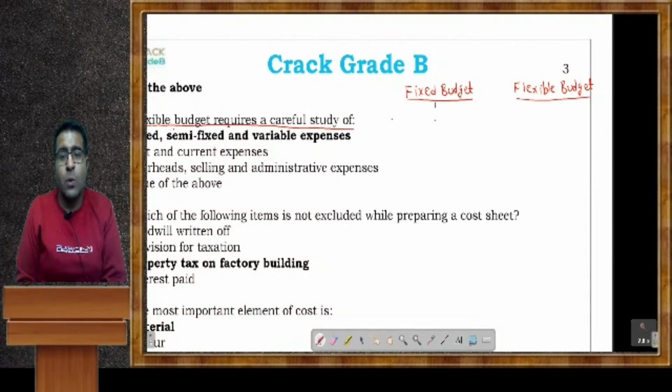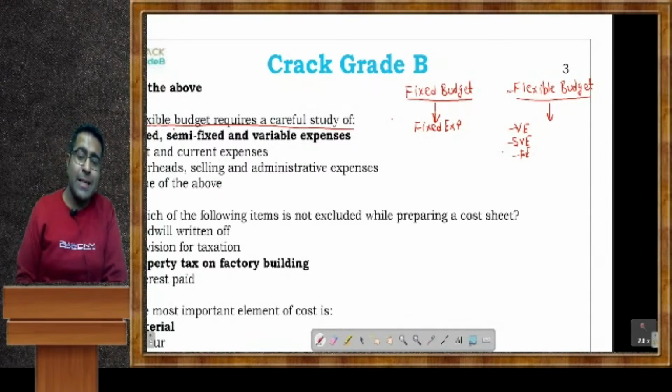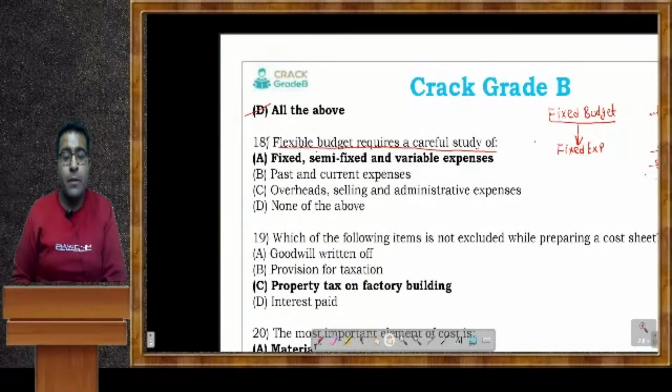In a fixed budget, cost is always divided between fixed costs and fixed expenses. But in a flexible budget, we have to study properly variable expenses, semi-variable expenses, and fixed expenses. In a flexible budget, cost is divided into different categories: variable expenses, semi-variable expenses, and fixed expenses. Okay, so the answer is A: fixed, semi-fixed, and variable expenses.